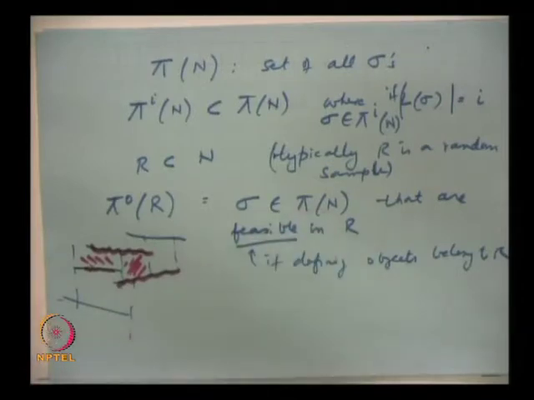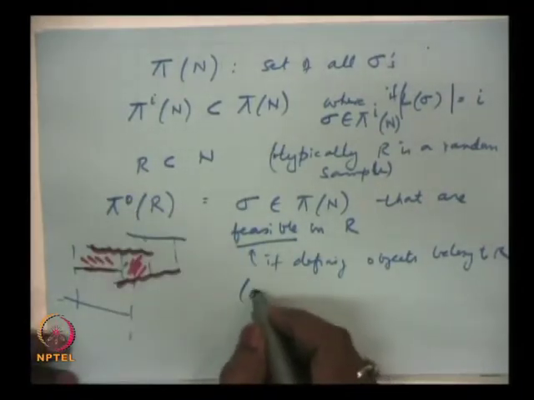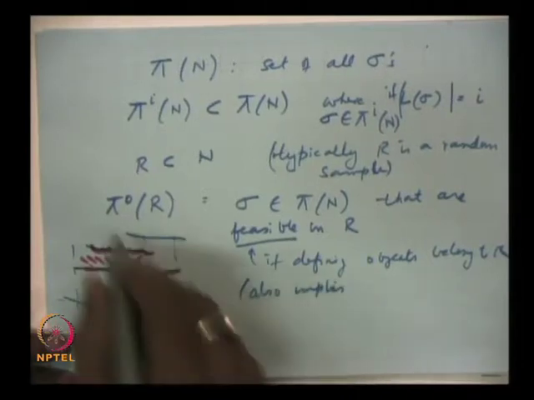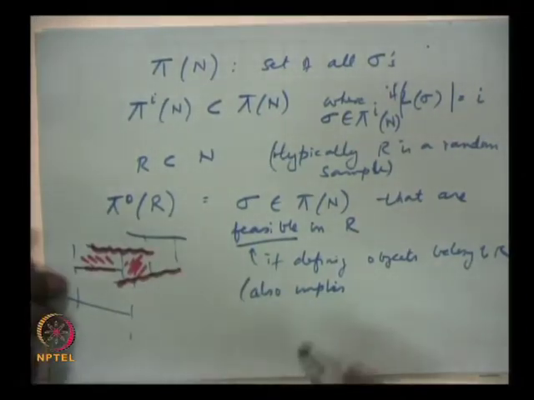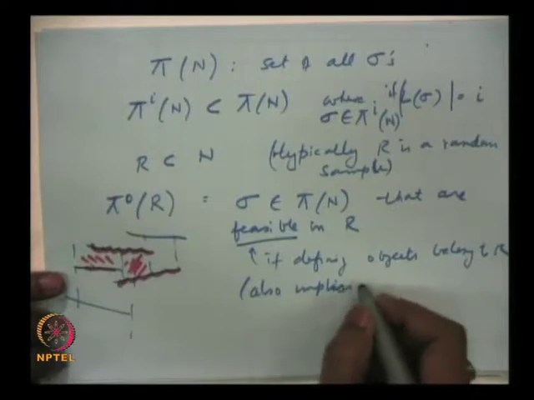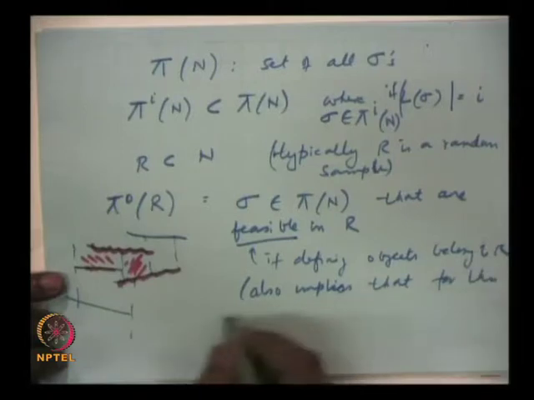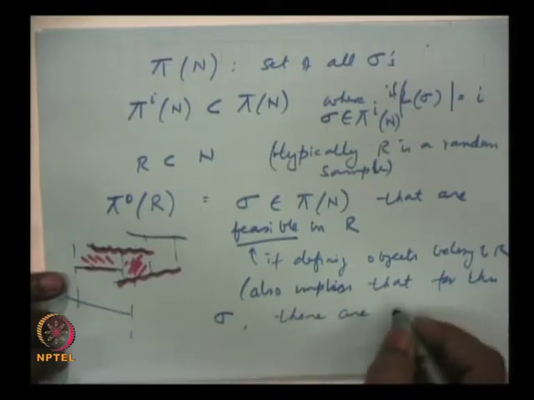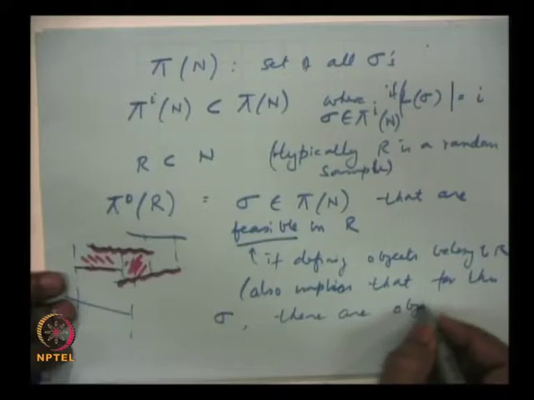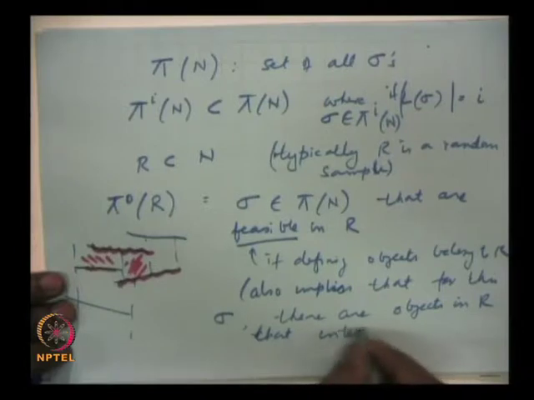So, some of these trapezoids will be feasible in the subset only if the defining objects are there. And moreover, since I am writing 0, it implies the same thing as before: it was Pi 0 of n, this is Pi 0 of R. So, inside R, it implies that for this sigma, there are no objects in R that intersect sigma.